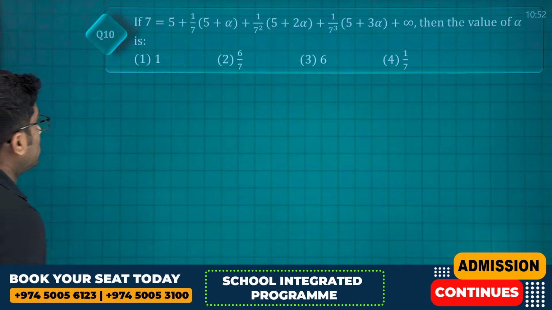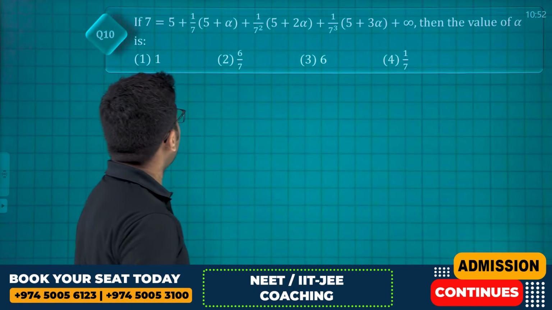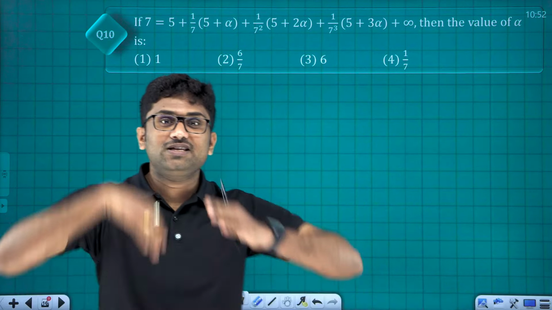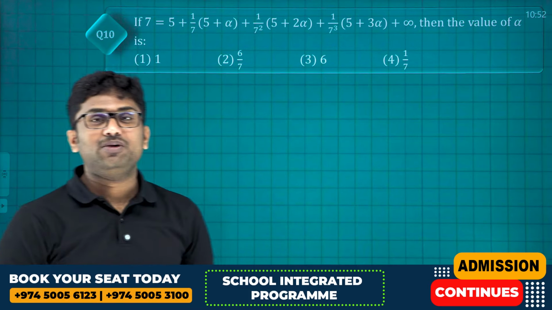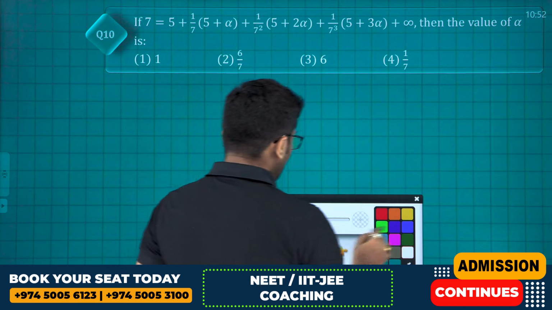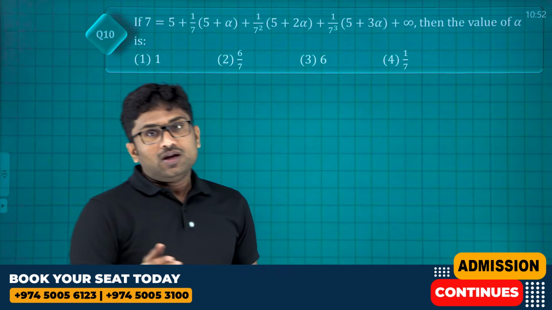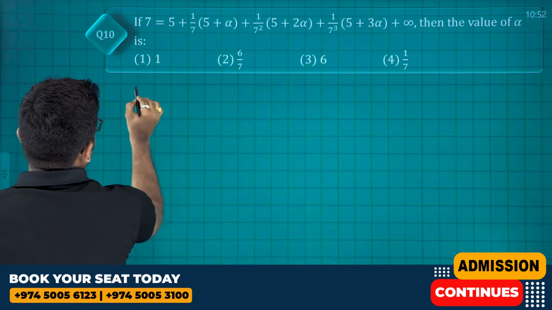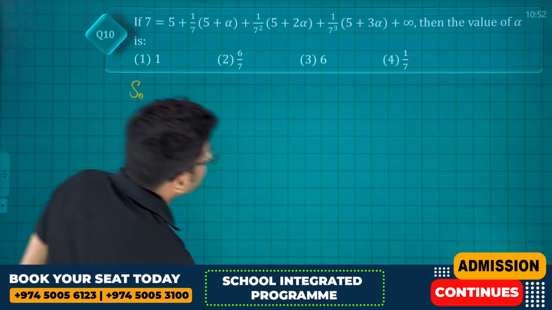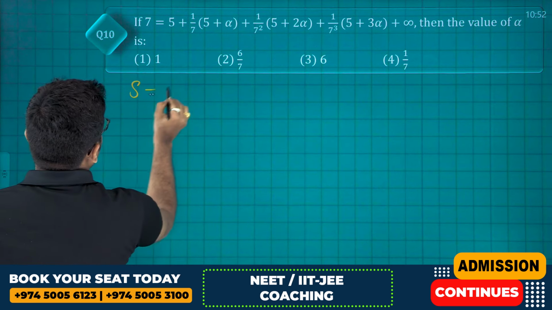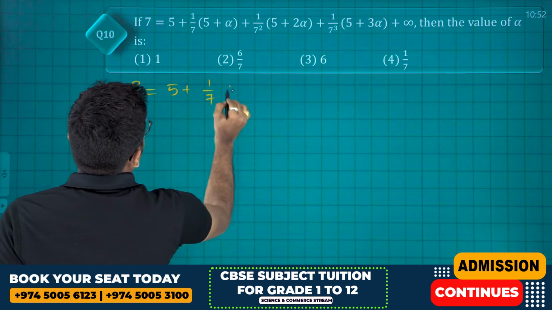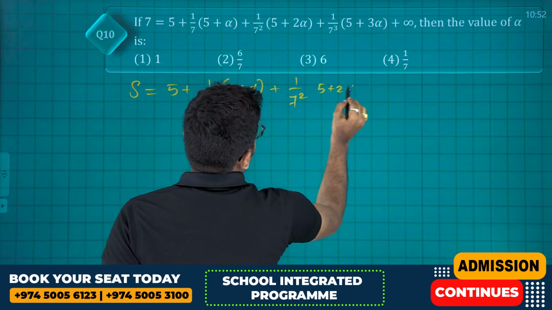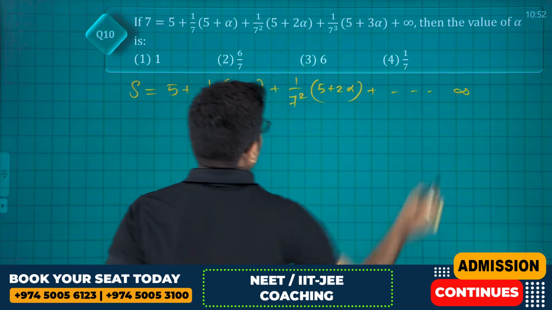Okay. Next question. If 7 is equal to 5 plus 1 by 7 times (5 plus alpha), the moment you see this, you can analyze that this is clearly a question from AGP, arithmetic-geometric progression. For AGP, generally what we do, first we write the summation. We'll take 7 as S infinity. S is equal to 5 plus 1 by 7 times (5 plus alpha), plus 1 by 7 square times (5 plus 2 alpha), and so on up to infinity.